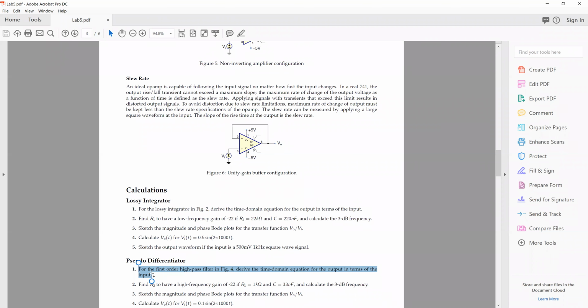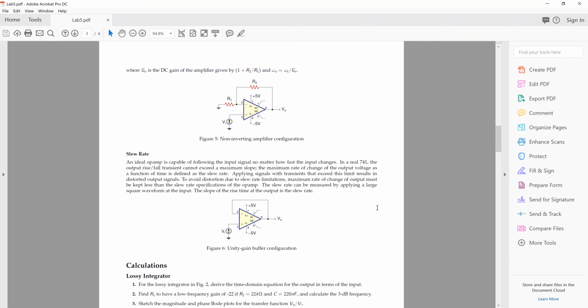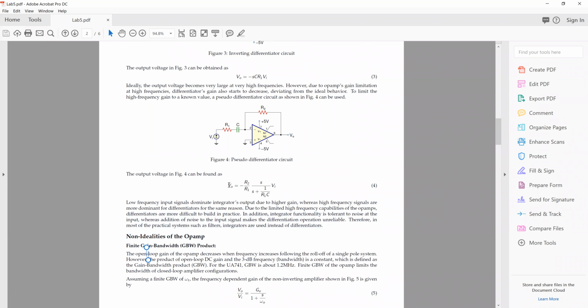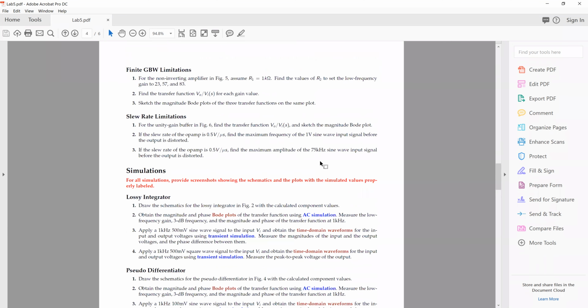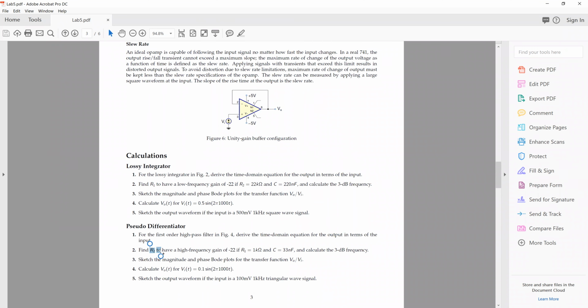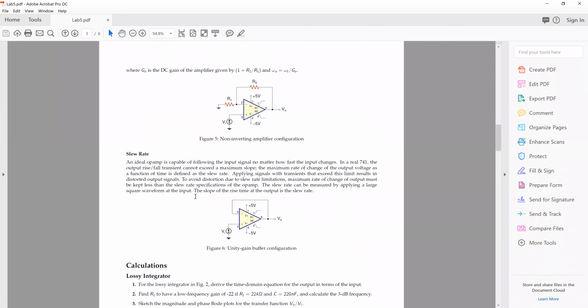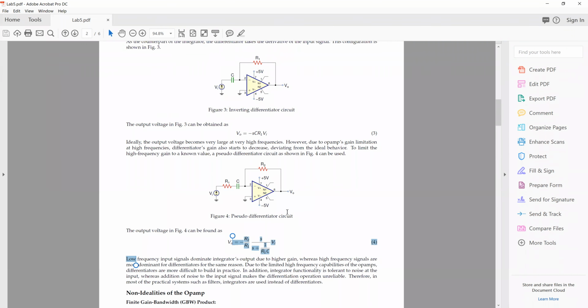Now going to the differentiator, it asks you the same thing: a time domain equation for the output in terms of the input. You can go back to the differentiator and say that you're operating it at lower frequencies, and you can make it look like this. This is just a differentiation of the input multiplied by a specific constant. The rest is the same: you find the resistance value and plot the Bode plot. When you plot the Bode plot, use the actual transfer functions, not the approximated ones.